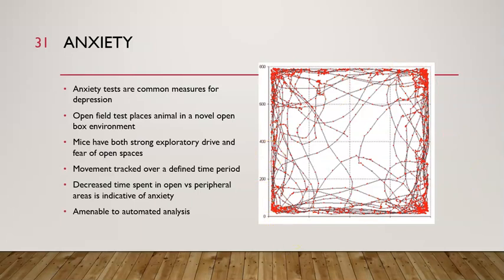If we see decreased time in the open area and more time on the side, so we lose this exploration in the middle, that indicates an increase of anxiety. So a little bit of exploration in the middle is normal. Once we lose all that exploration in the middle, that indicates high anxiety.